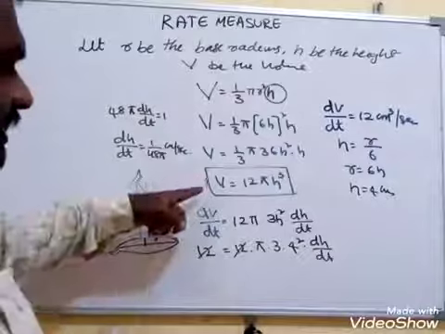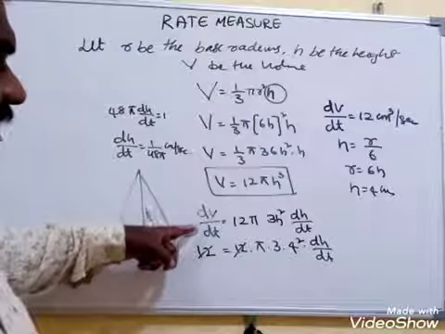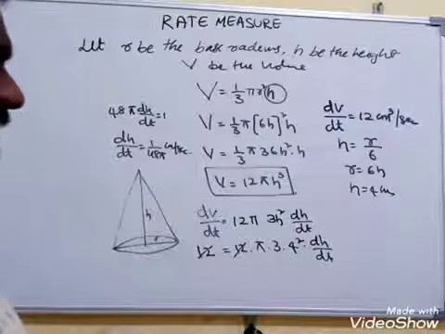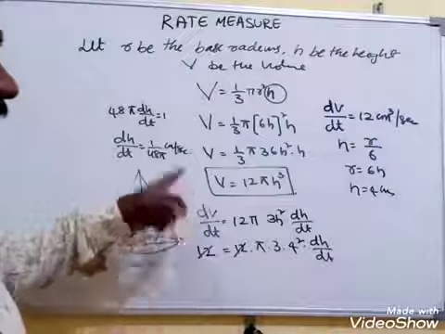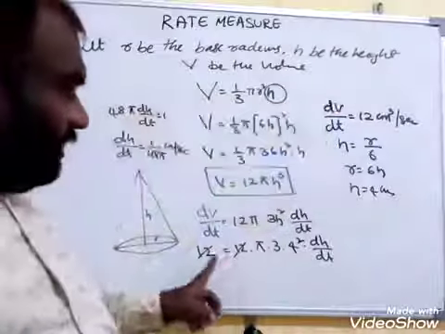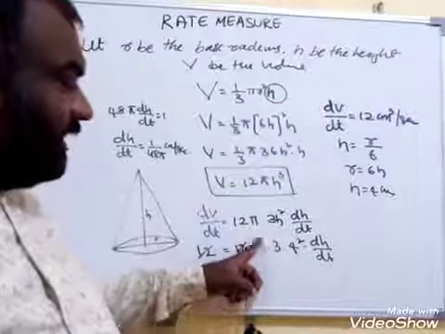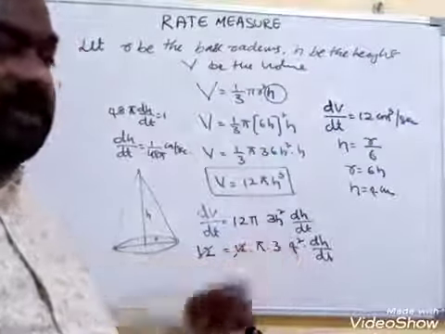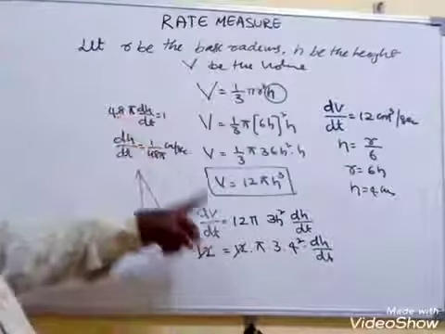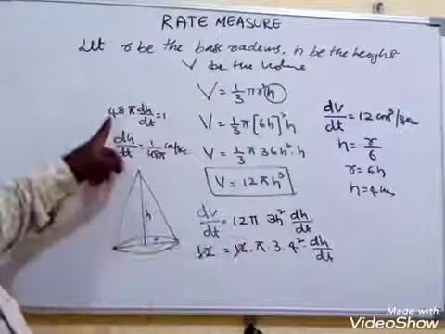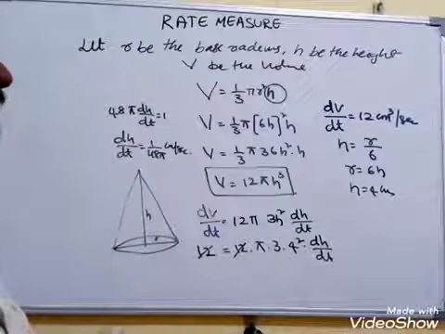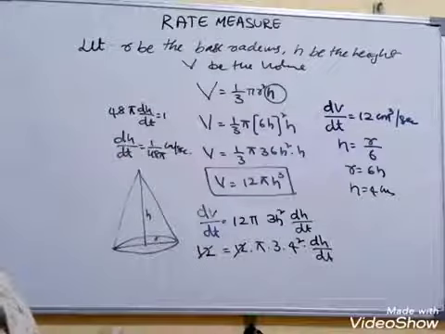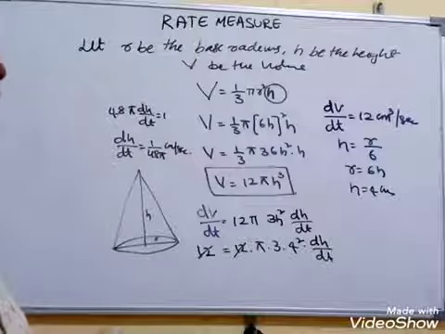Now, if you differentiate this, what do you get? dV by dt is equal to 12 pi into 3 H square into dH by dt. They have given 12 pi centimeter cube per second, so 12 pi and 12 pi cancel, and H square is nothing but 4 square, which is 16. 16 times 3 is 48. Therefore 48 dH by dt is equal to 1. Therefore dH by dt is equal to 1 by 48 pi centimeters per second.